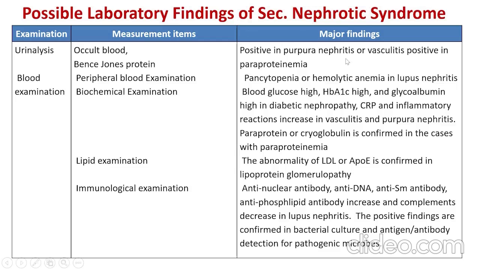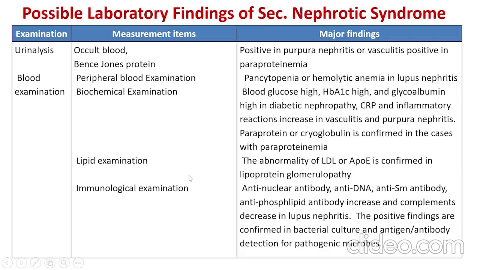We can find a high level of C-reactive protein and inflammatory markers in vasculitis, in purpura nephritis. We can find paraproteins in blood analysis, cryoglobulin, which confirms paraproteinemia. Next, lipid examination can additionally find an increase in low-density lipoprotein, which confirms glomerulopathy associated with some specific lipoproteins.